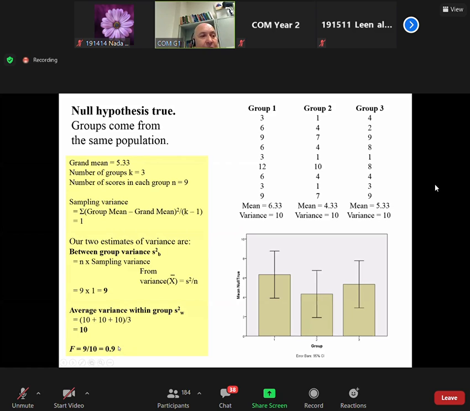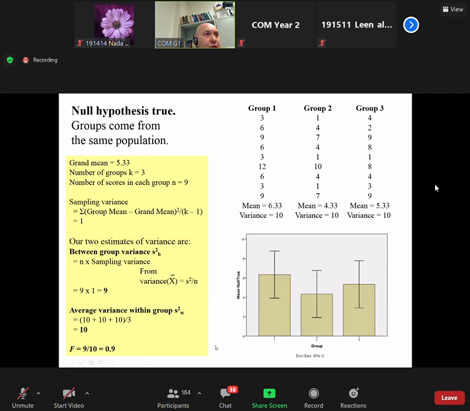It's slightly less than 1. But anyway, it's close enough to 1. We can work out a probability. This would give us a large p-value. But I'm just going to tell you at this stage that this would not be statistically significant.